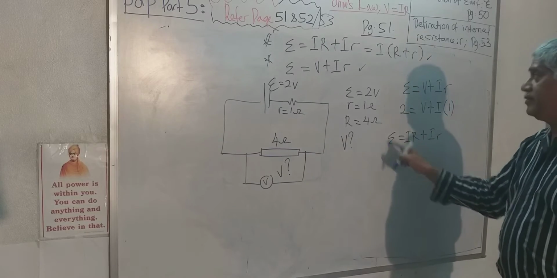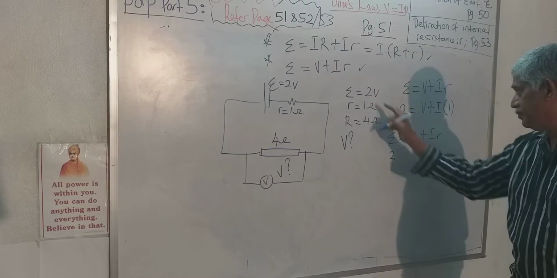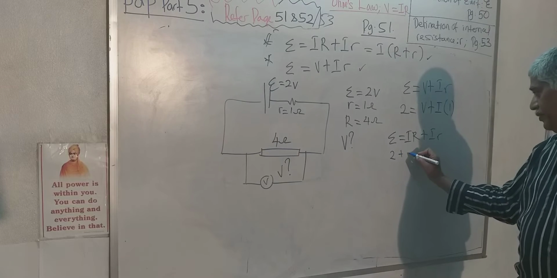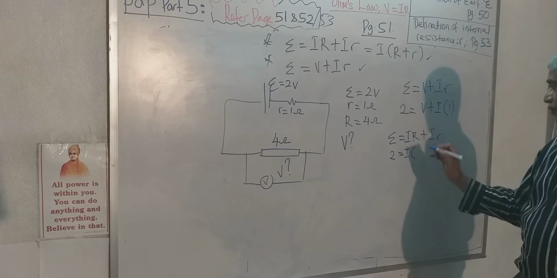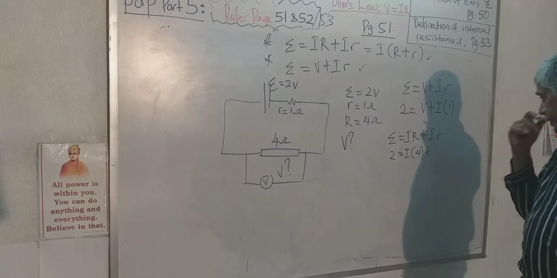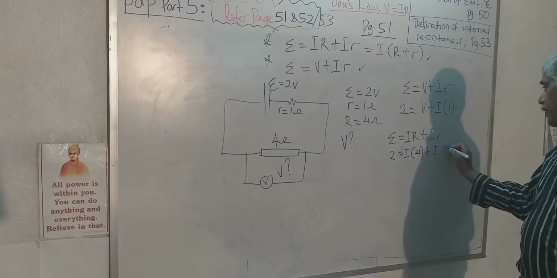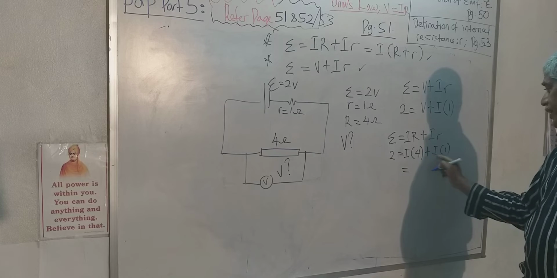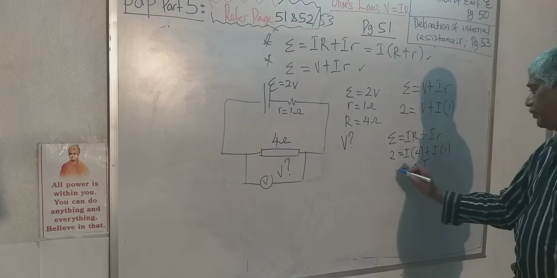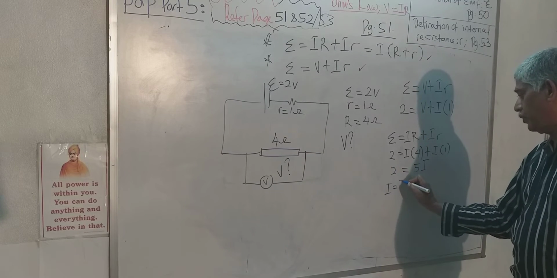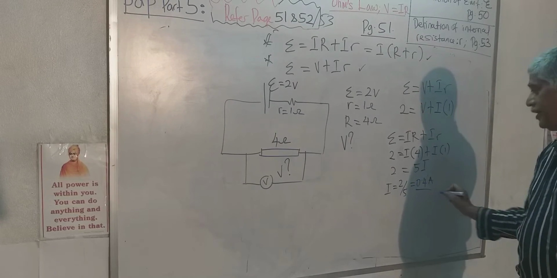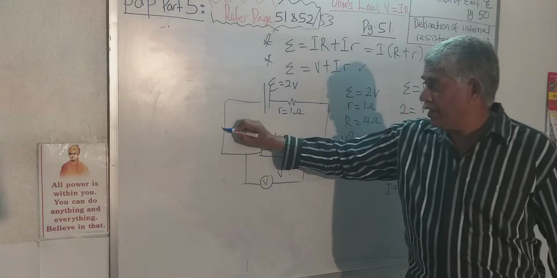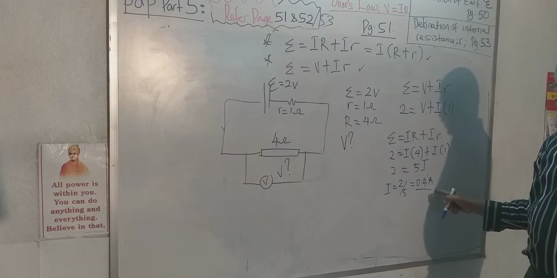So epsilon, EMF, 2 volts, equal to I, which I do not know, times external resistance, which I know is 4 ohm, plus internal resistance, which is 1. So I get here 5I is equal to 2, therefore I is equal to 2 over 5, which is 0.4 ampere. That means when the circuit is closed, current flowing is 0.4 ampere.